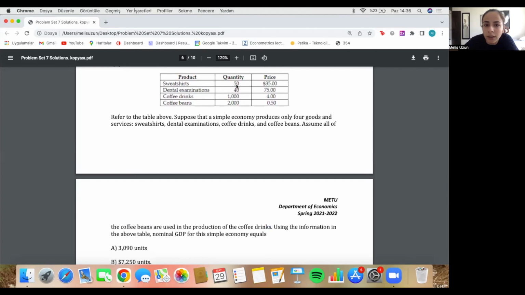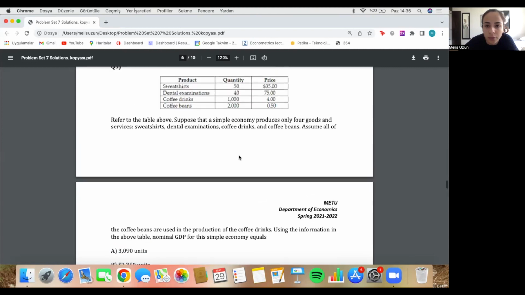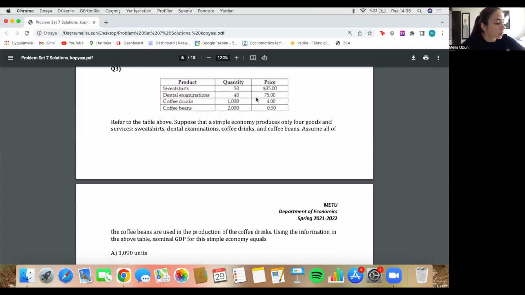Sweatshirts' quantity is 50 and their price is 35. So we need to do a little calculation here. Let me use my calculator. If we multiply 50 with 35, it will be equal to 1,750. I'm sorry for the bad writing. So I should use this too, it will be better. So yes, it is here. Dental examinations, we multiply 40 with 75. So it is 3,000.